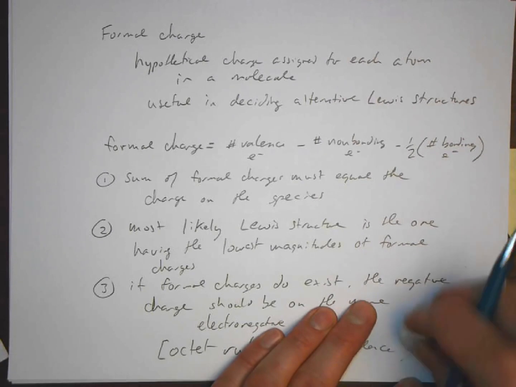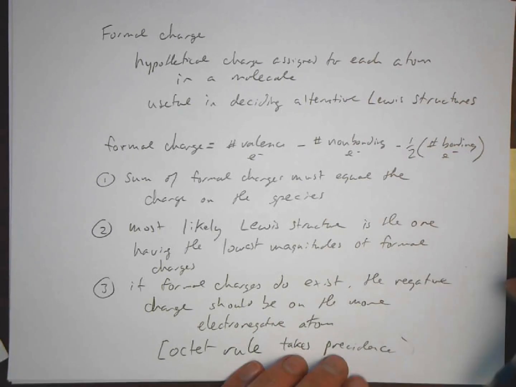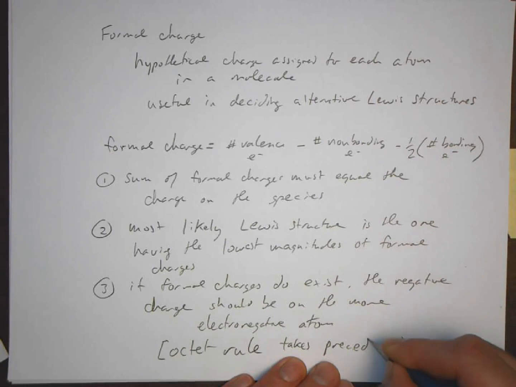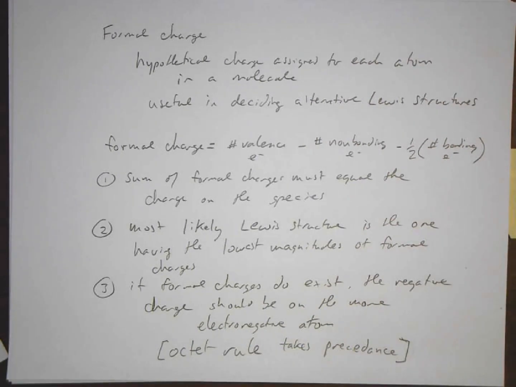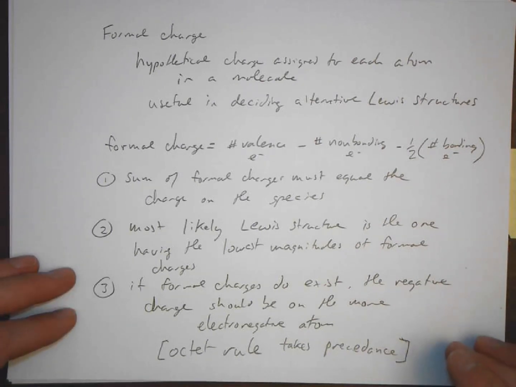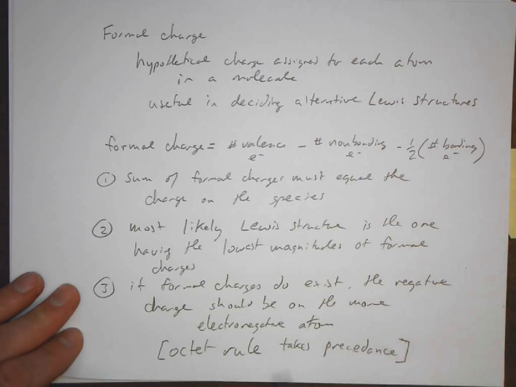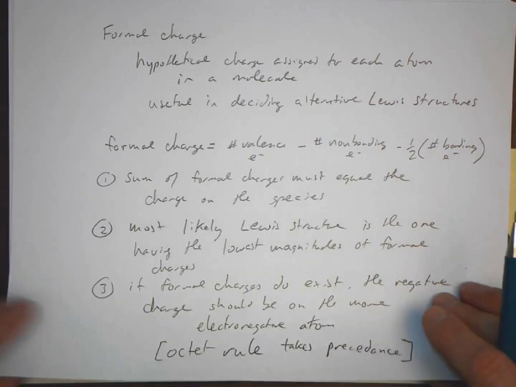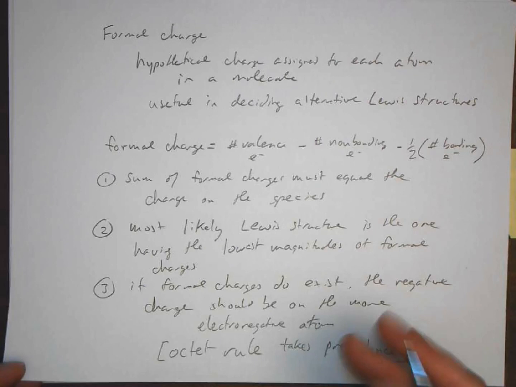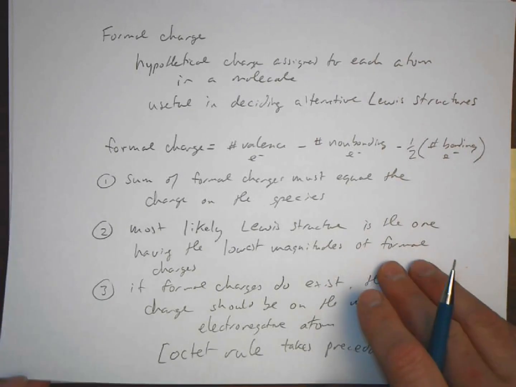So the octet rule does take precedence. Sorry, I spelled that wrong. So you might be able to have two different structures, one where there are no formal charges, but the octet rule is violated. The octet rule is going to take precedence for that, though. Let's look at some examples of using formal charge to decide between two different roughly equivalent structures.